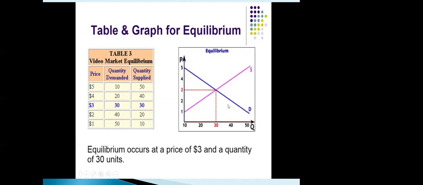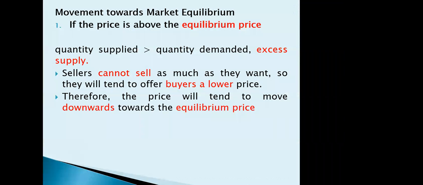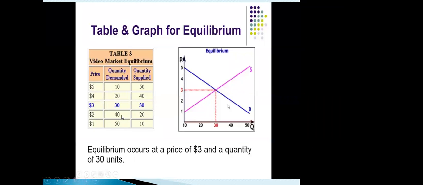Okay, got the idea about this? Yes or no? Tell me fast. Yes, sir. I hope you understand this. Okay, so this is about market equilibrium, where demand and supply become equal. Now, there are some conditions of movement towards the market equilibrium. What are the conditions in market equilibrium? Just as I told you, sometimes supply... just look at the table.